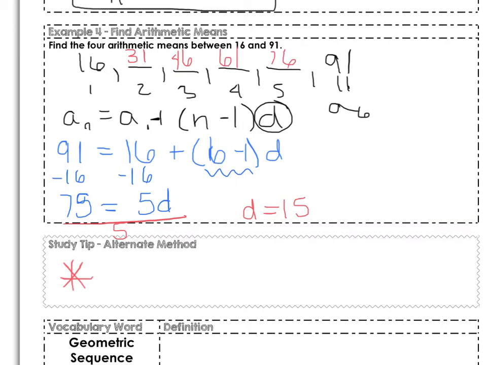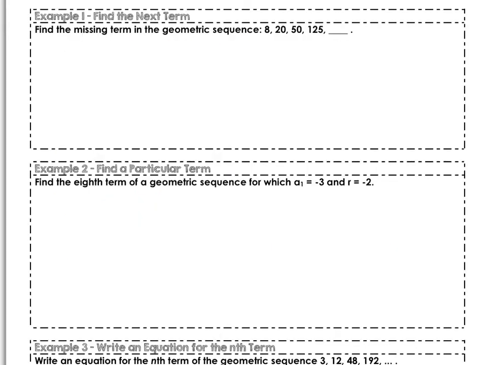Once again, please make sure you're looking at this alternate method, which is just a more logical approach. We're now looking at the examples found in 11.3, which is going to introduce the concept of geometric sequences. We're told to find the missing term in this geometric sequence. So we first need to figure out what we are multiplying by to get from one term to the next. How do we get from 8 to 20? How do we get from 20 to 50?